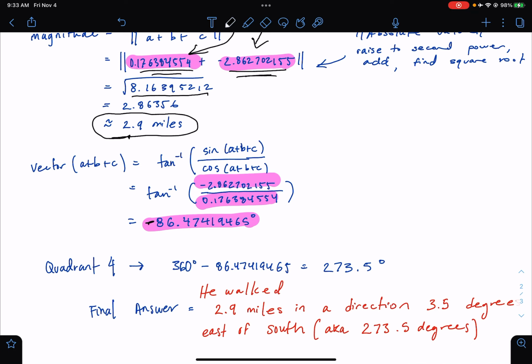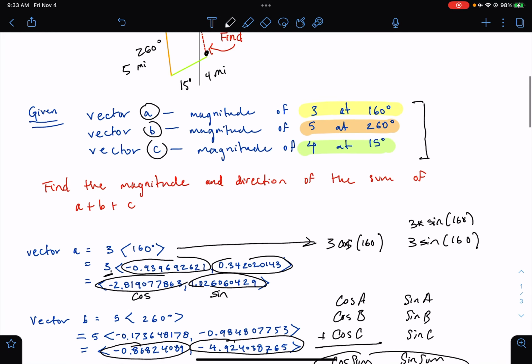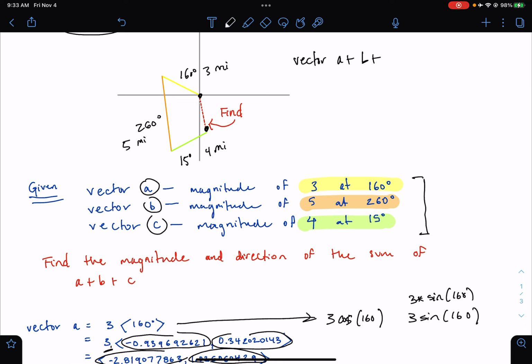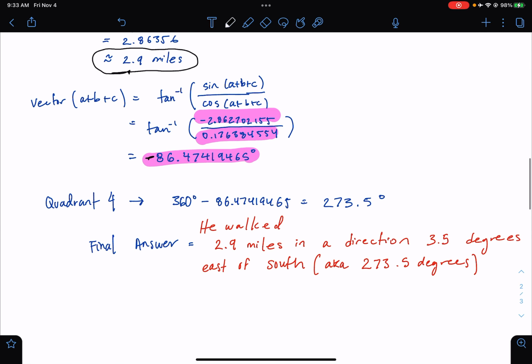But regardless of what you get when it comes out, you want to make sure that it's going to be in the right quadrant. And from my rough sketch, I knew it was going to be in quadrant 4. So down here at the bottom, I wrote out quadrant 4. So I did 360 degrees minus our answer, which gave us 273.5 degrees. And that's basically it.